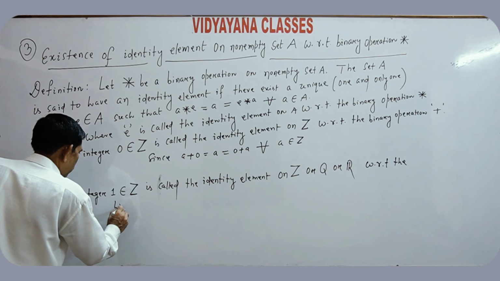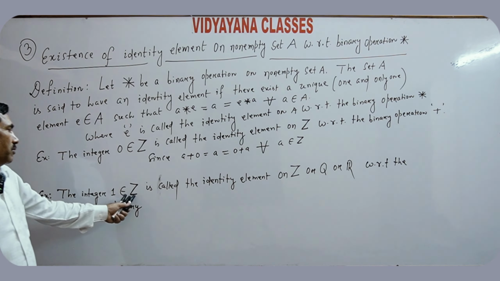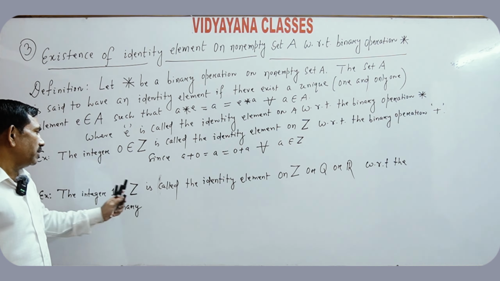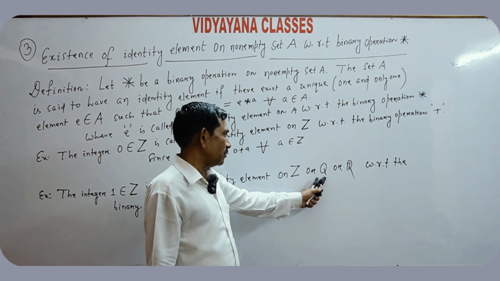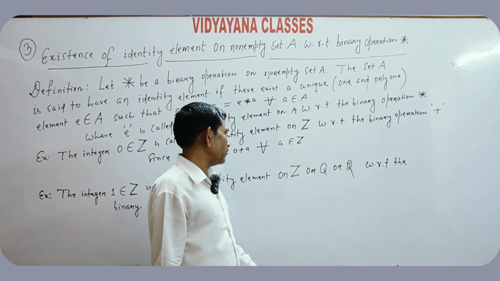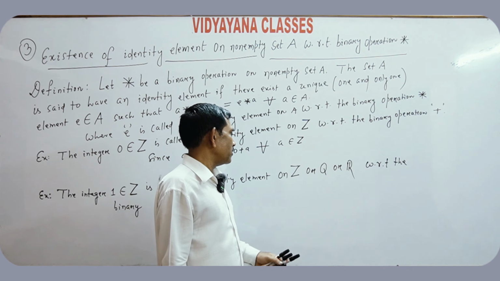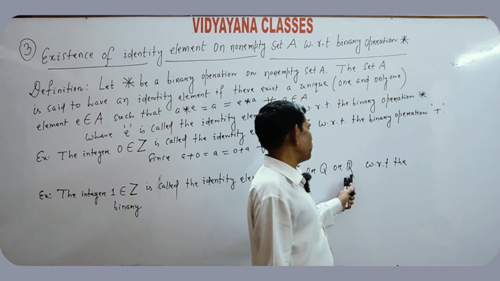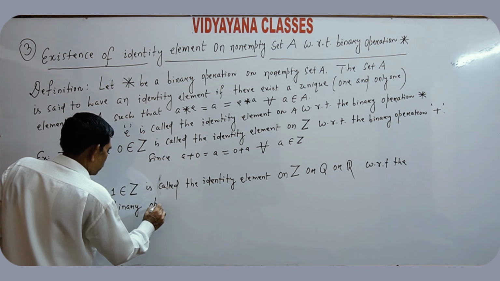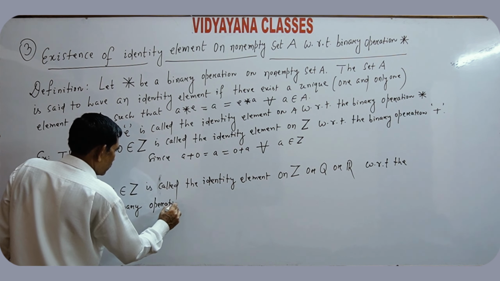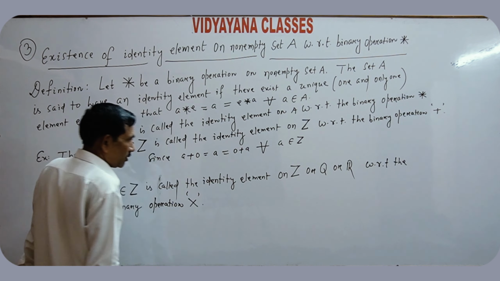With respect to the binary operation, the integer 1 belongs to Z. It is clear that 1 belongs to Z. It is called the identity element on Z or the set of rational numbers. Z means the set of integers. It is the identity element on the set of integers or rational numbers or real numbers with respect to the binary operation multiplication, which is denoted by the into sign.